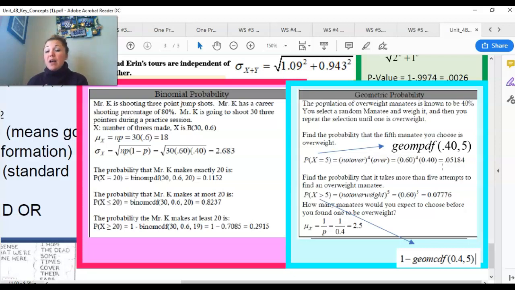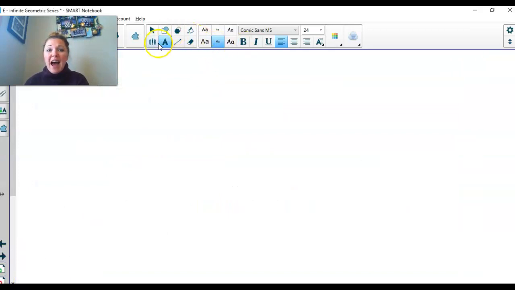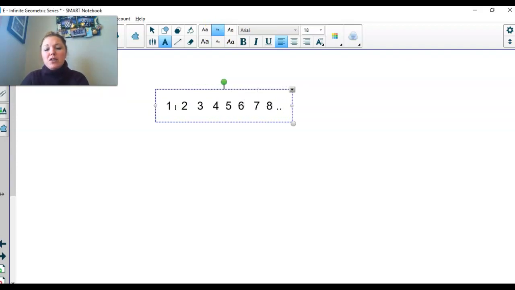Where you're going to want to use your calculator, in my opinion, is when it is an inequality. So make sure you know how to do those greater than or less than, and I will give you some examples as well. Find the probability that it takes more than 5 attempts to find an overweight manatee. So that's the probability that X is greater than 5. If I go back to my smart notes here, I always think it's helpful to write out what it could be: the first manatee, the second, third, fourth, fifth, and so on. Whenever it's a greater than, think about what you want here. If it's a greater than, you have to do a 1 minus.